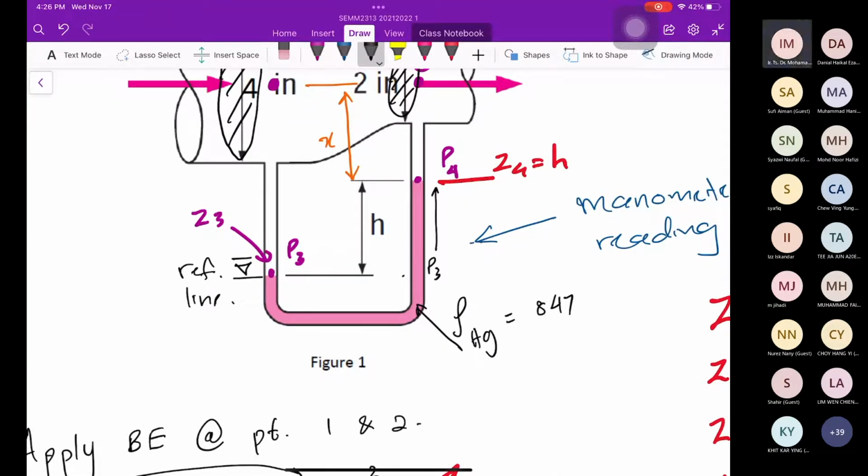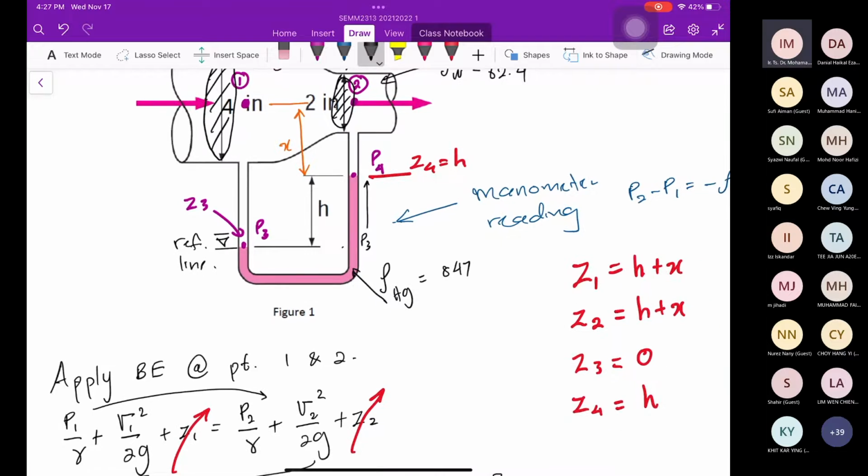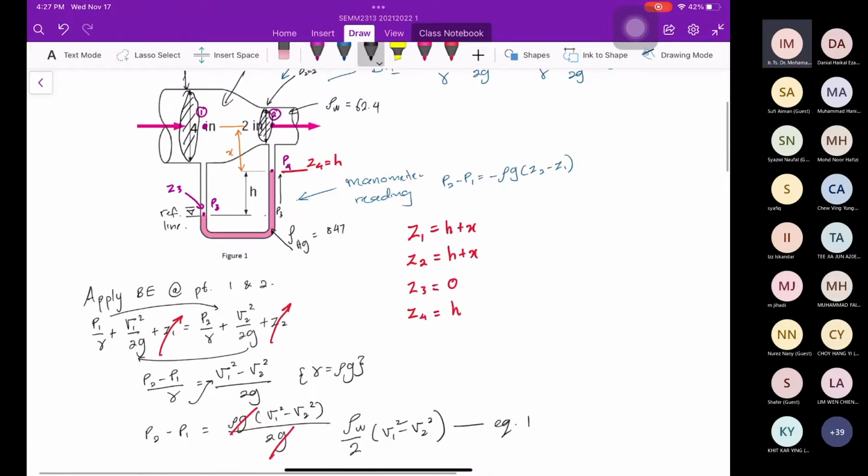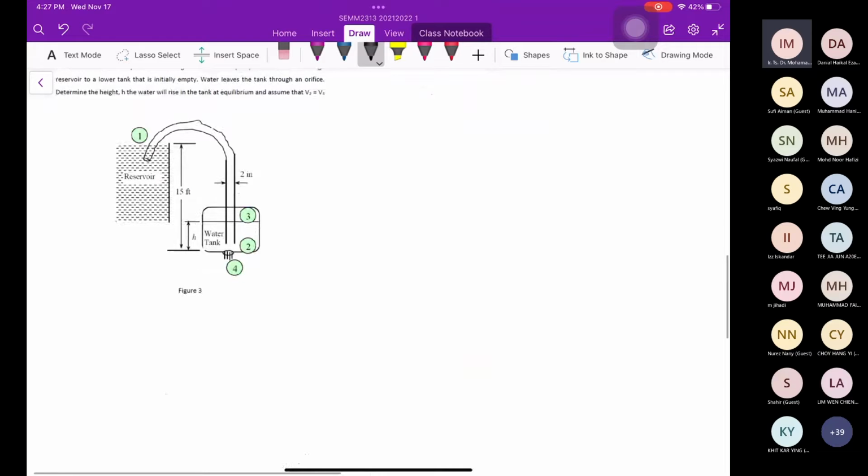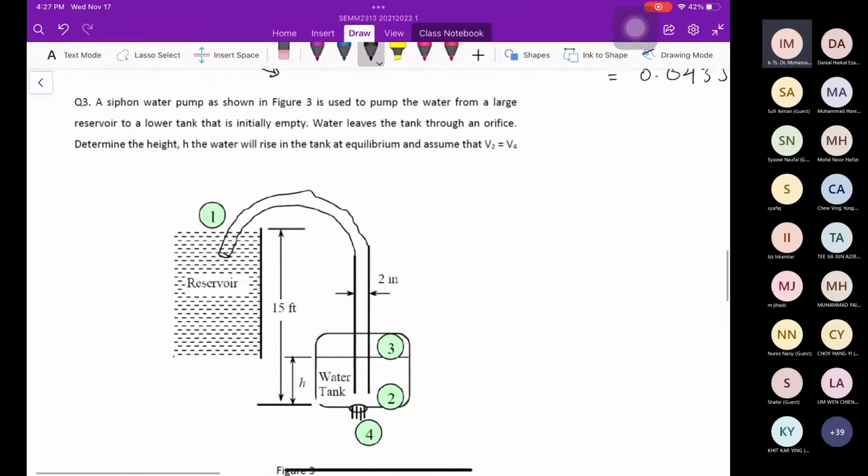You can set P4 as the reference line also, no problem. But I choose the lowest one as a reference line. When it is under the reference line, it is automatically 0. We start from 0. Oh, okay. Clear, Nasrul? Clear, okay. Thank you. Okay, we go to example 3, question 3.